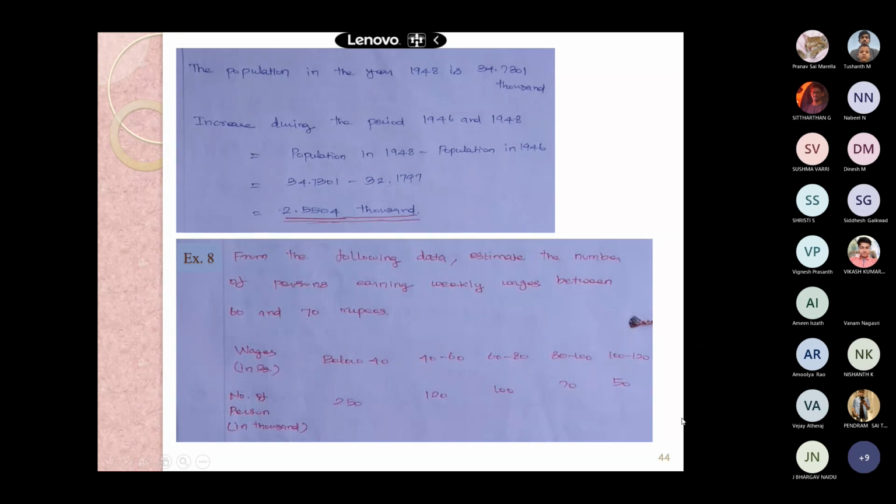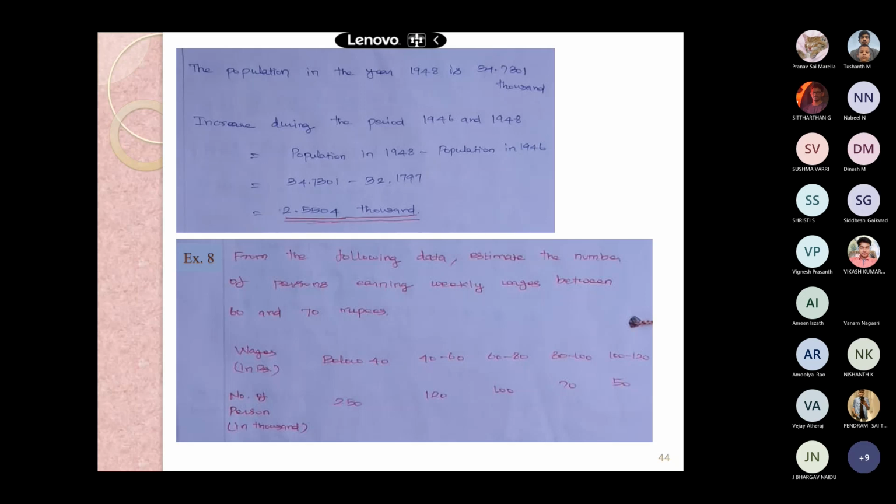Exercise number 8. From the following data, estimate the number of persons earning weekly wages between 60 and 70 rupees. So the wages below 40 is 250, that is in thousands, and between 40 and 60, 120, 60 to 80, 100, 80 to 100 is 70, 100 to 120 is 50.